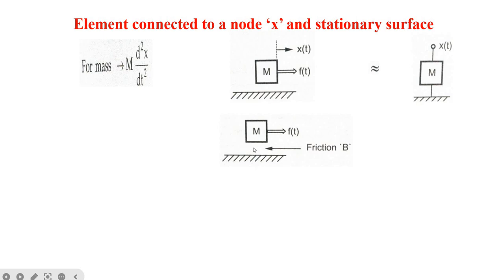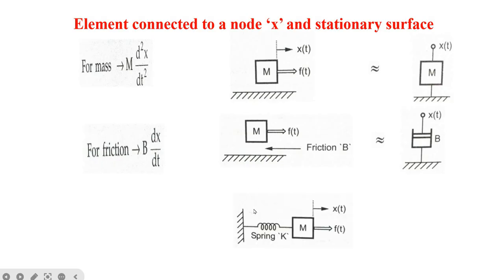Similarly for friction, in the given mechanical system you will not have any element for friction. There will just be an indication that there is a friction. So in the equivalent mechanical system, you have to represent that friction by a dashpot, which will be connected in between a node x of t and the stationary surface. So for friction, the force is b into dx by dt.